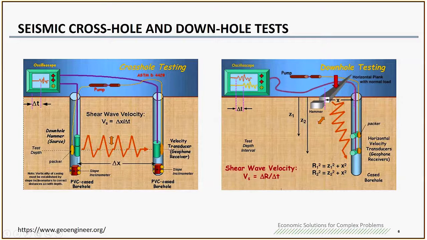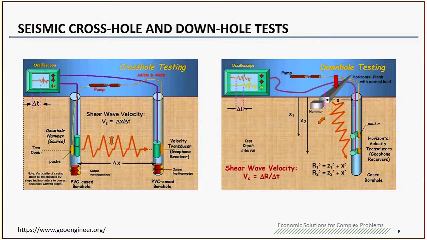So you put your receiver in another hole, then you trigger your source. The wave will propagate from the source to the receiver through the distance delta x between the holes. The typical delta x we know is either 5 feet or 10 feet, based on the ASCE 7.